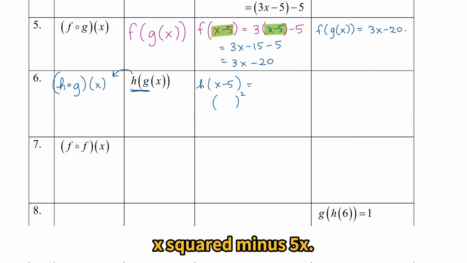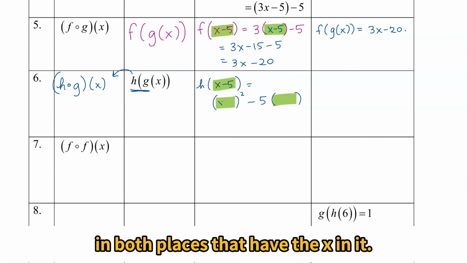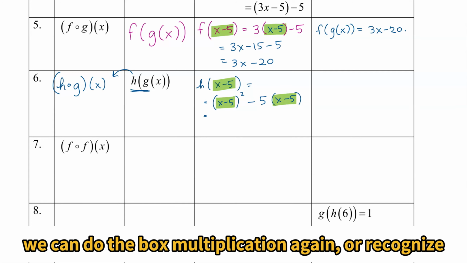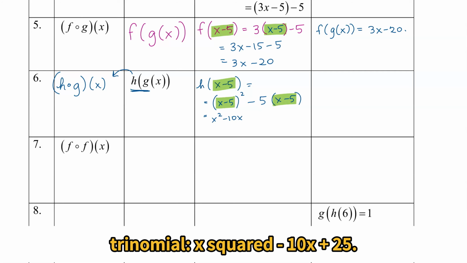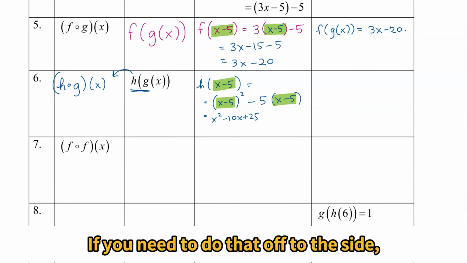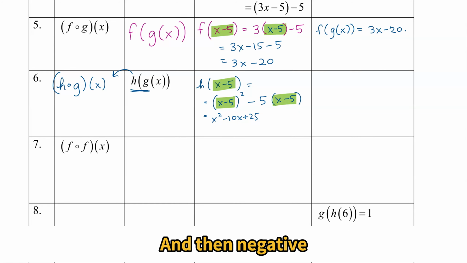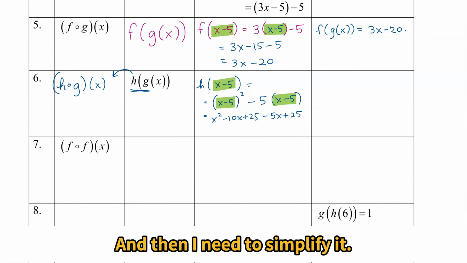So x squared minus 5x. But for that g function, we're going to drop it in both places that have the x in it. And then we simplify. x minus 5 squared, we can do the box multiplication again, or recognize that it's a perfect square trinomial, x squared minus 10x plus 25. If you need to do that off to the side, absolutely do that off to the side. And then negative 5 distributed: negative 5x, negative 5 gives me positive 25.